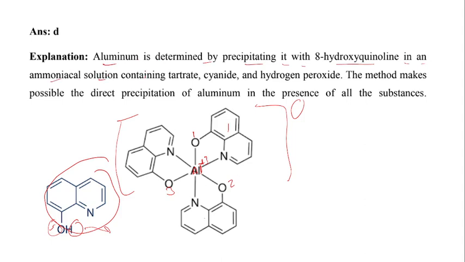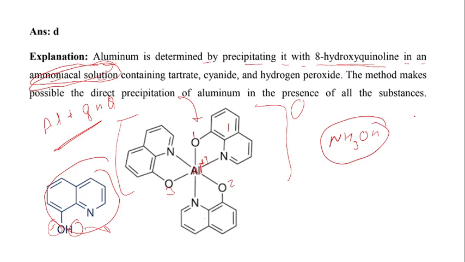Aluminum is determined by precipitation with 8-hydroxyquinoline in an ammoniacal solution. So why are you using ammoniacal solution? Any idea? Here we discussed only the reaction of aluminum plus 8-hydroxyquinoline, but in this statement it is also written ammoniacal solution. Ammoniacal solution means ammonia, or you can say ammonium hydroxide. If ammonia is dissolved in water, it will make ammonium hydroxide.